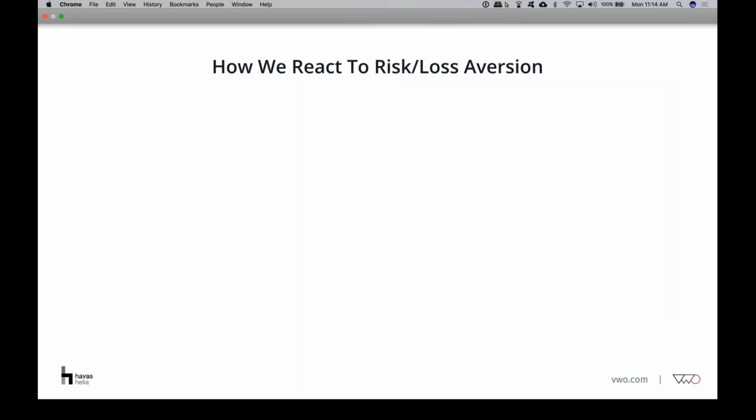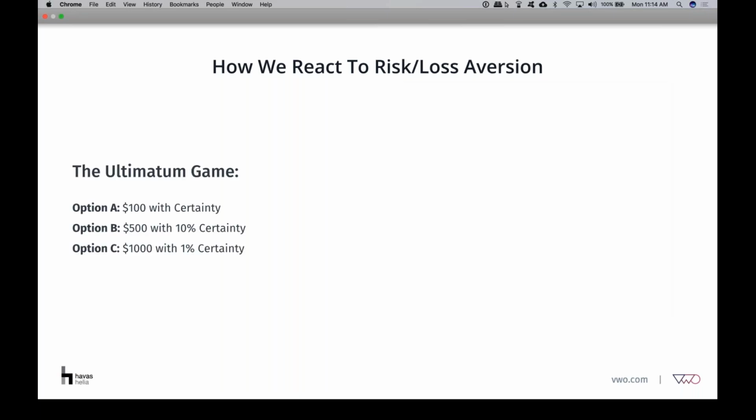So to understand how risk and loss aversion works in the real world, we take an example of a mechanism which is called the ultimatum game, where I give you three options.